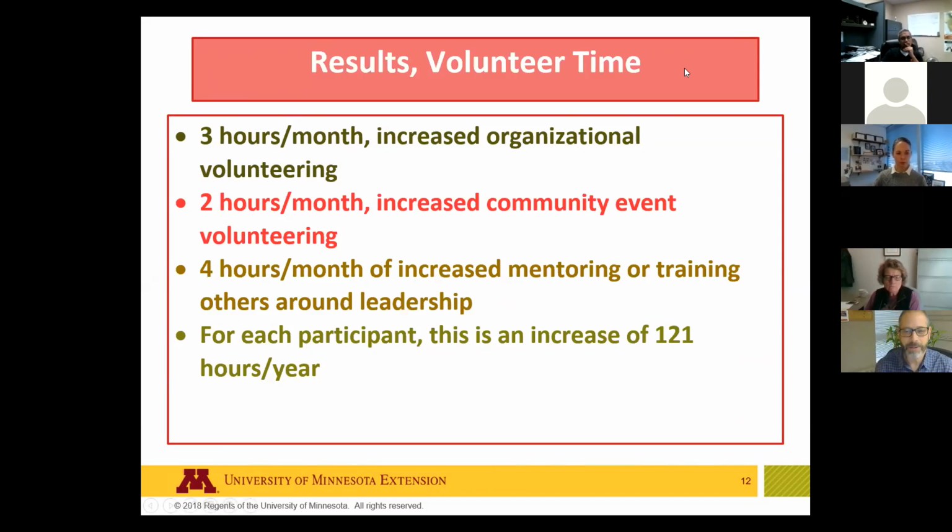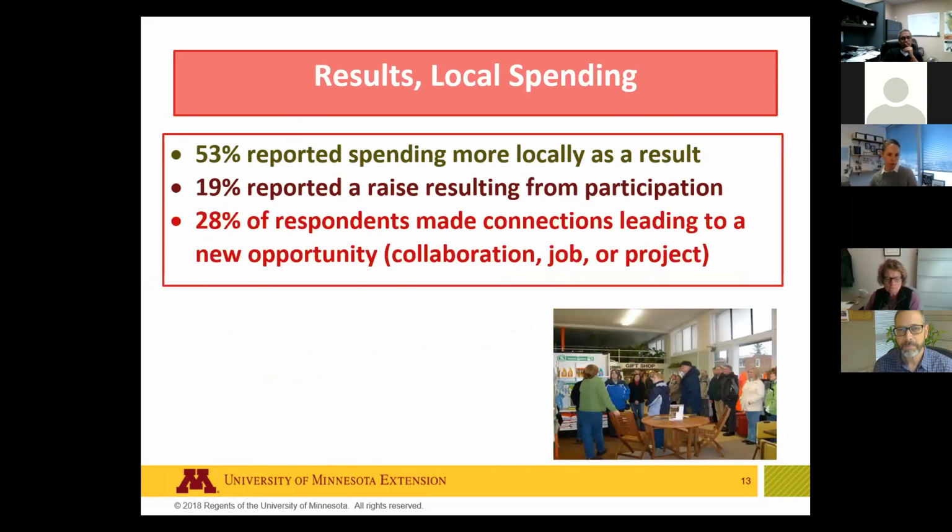120 something hours per year. So this is very useful information that helped Brigid then crunch some numbers to get a financial amount. We saw also results about local spending. 53% reported more spending locally. 19% reported a raise resulting from going through a leadership program. And people were saying, I would not have gotten this raise without the training. They were using this kind of idea of the but-for attribution principle, which we've talked about in one of these previous webinars.